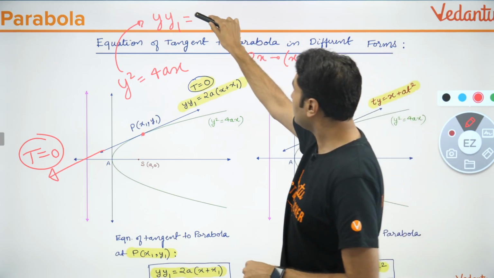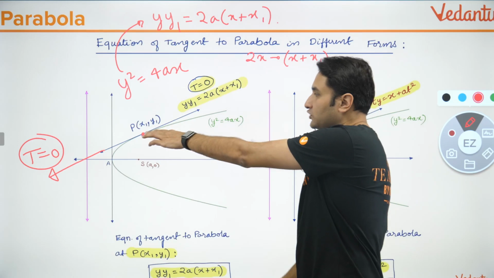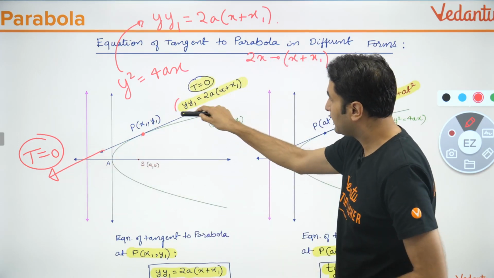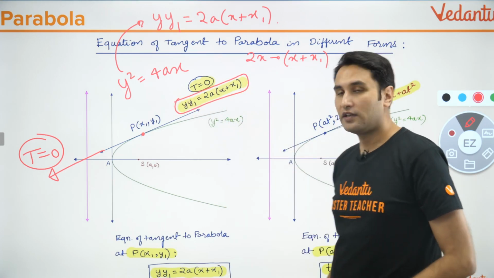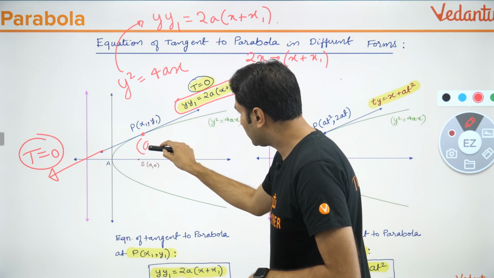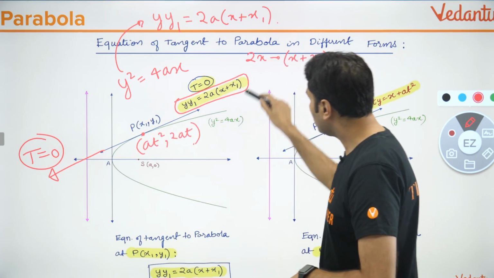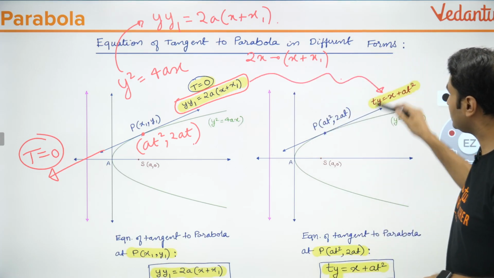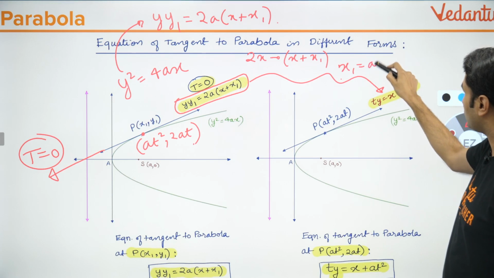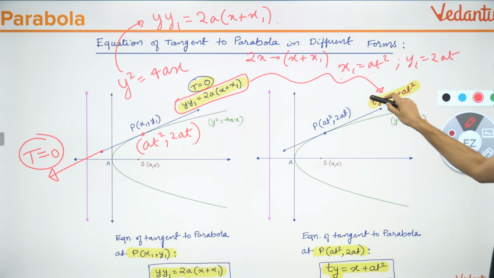So बच्चों क्या आ जाएगा? y1 is equal to 2a(x plus x1). So if the point x1, y1 is given to you, the equation of the tangent is y1 is equal to 2a(x plus x1). But why do I want to do it in this form? Because I know the parametric point at square comma 2at. तो क्या करो? In this, if I simply put x1 की जगह at square and y1 की जगह 2at, this is what you need to remember.